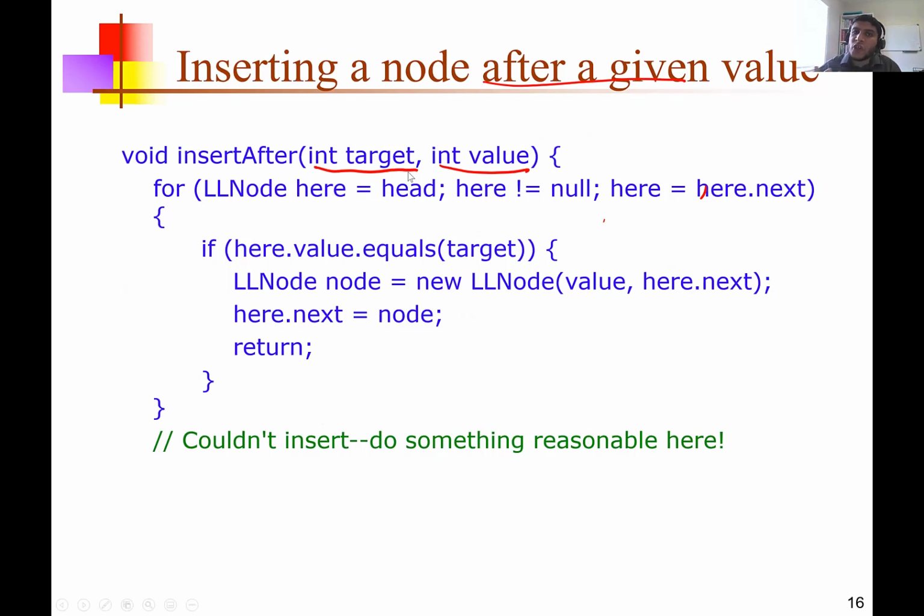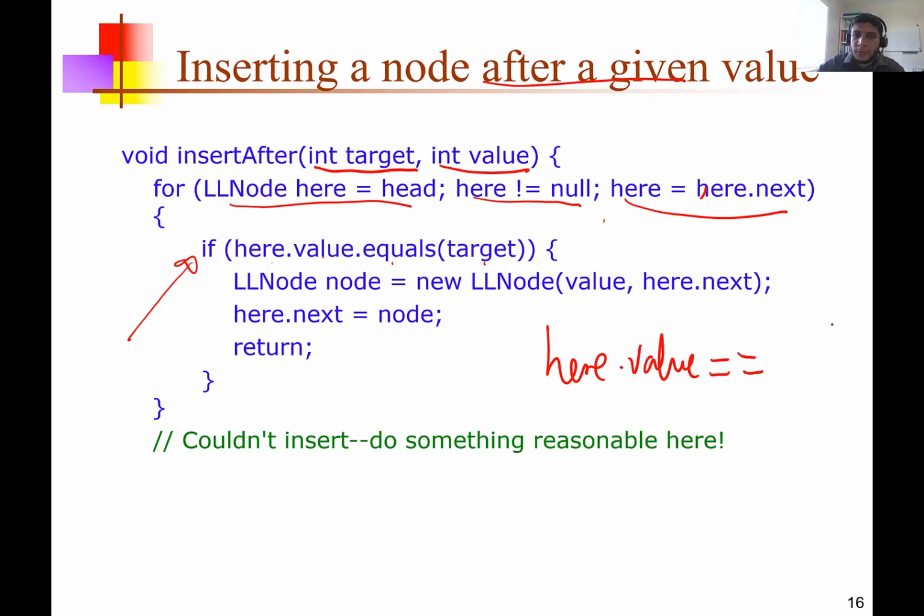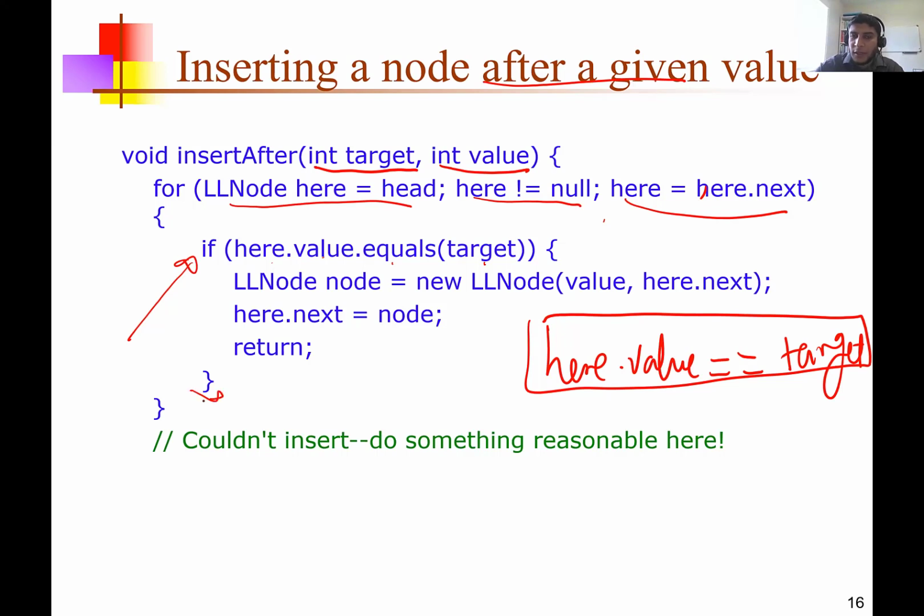First of all, I need to search for this target. So I start from the head. As far as it's not null, I do the next. So simply traversing the list and then adding one condition to check. If here dot value dot equals target, what does this mean? This is simply saying if here dot value equals target, then that's the node you want to insert after. Otherwise, you do nothing, right?